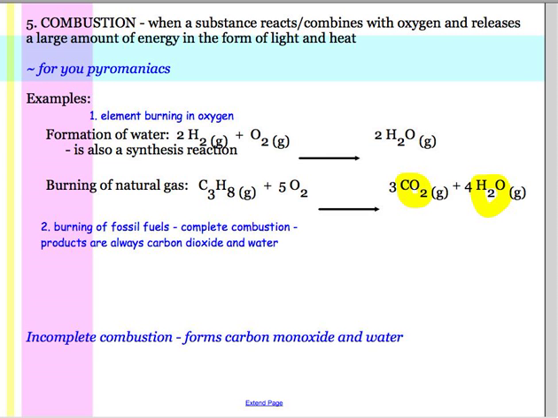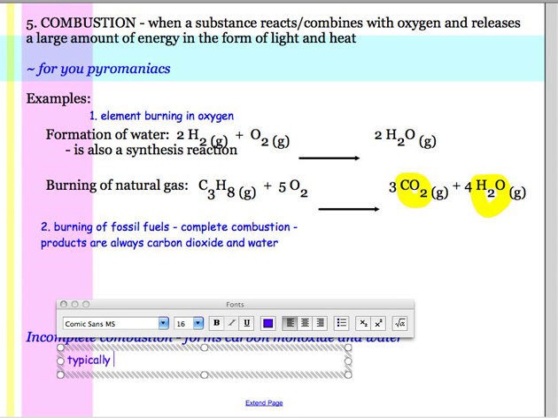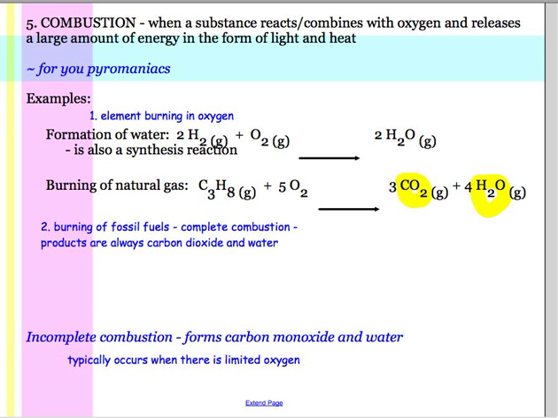So if I say complete combustion or I say combustion, this is what we're talking about, the burning of fossil fuels. There is a thing called incomplete combustion, and this is when combustion isn't perfect. It's typically when you have not so much oxygen. You can write that down if you want: typically occurs when there is limited oxygen. You can make carbon monoxide and water as opposed to carbon dioxide and water.